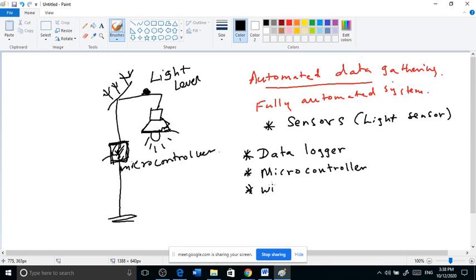There must be wired or wireless media to send this data back and forth. And there must be what? An energy source.